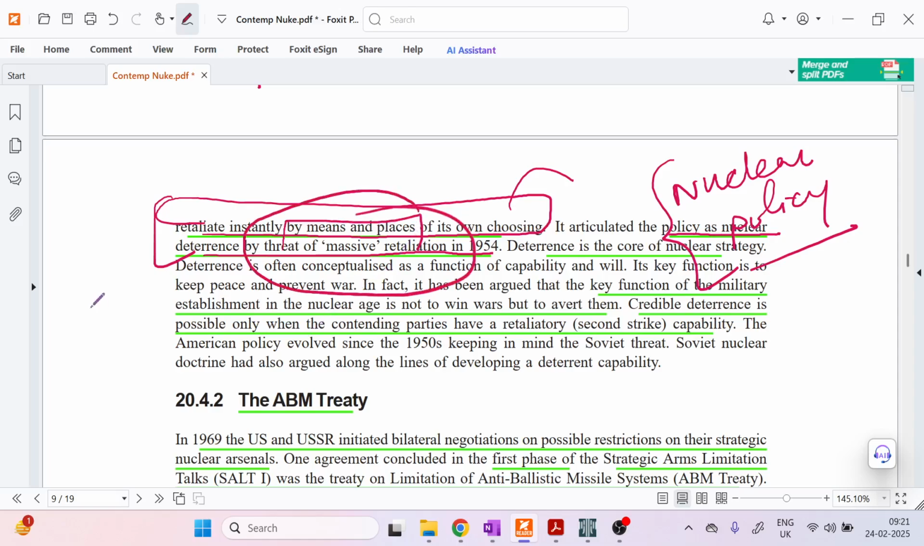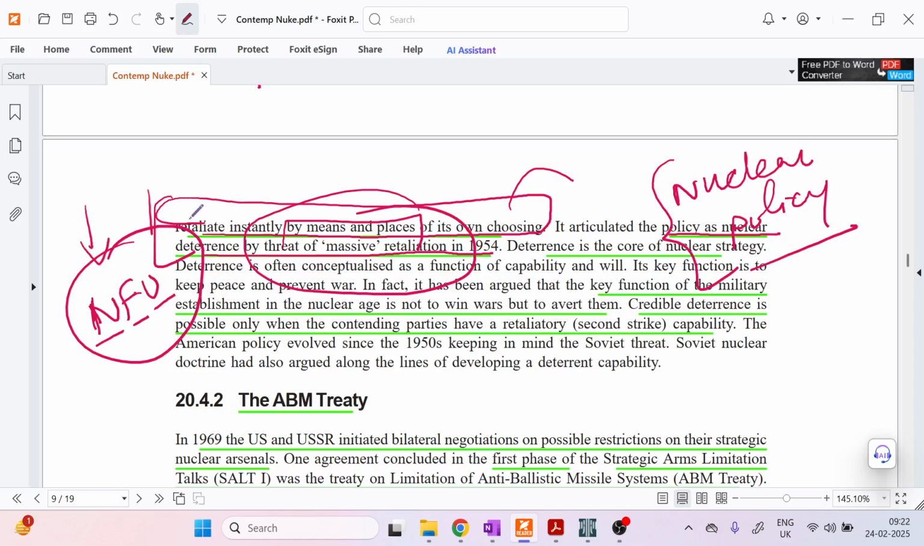And even India's no first use policy works on the same line. We have the same nuclear deterrence policy, by which we would not use the nuclear weapon in the first place. But if we are attacked, even via conventional weapons, then we hold the right for massive nuclear retaliation. So this nuclear deterrence policy is the heart of nuclear proliferation.